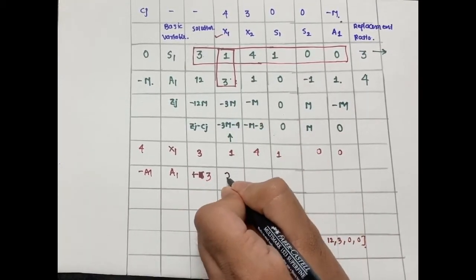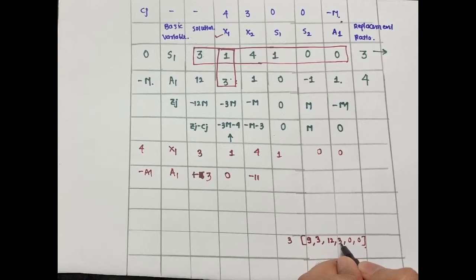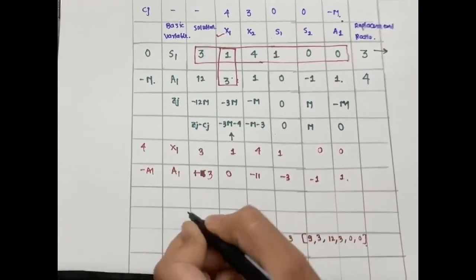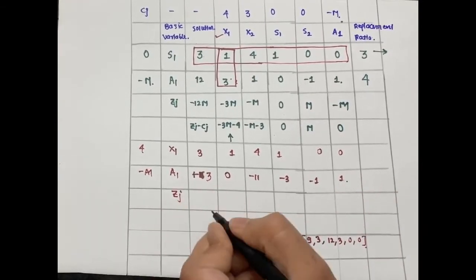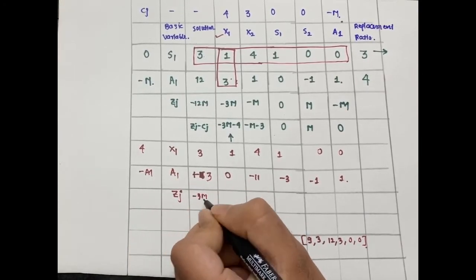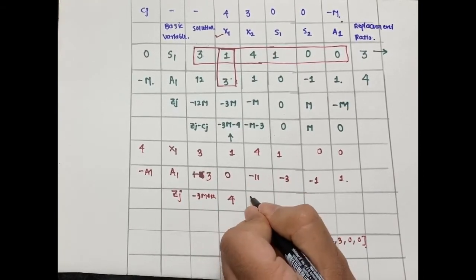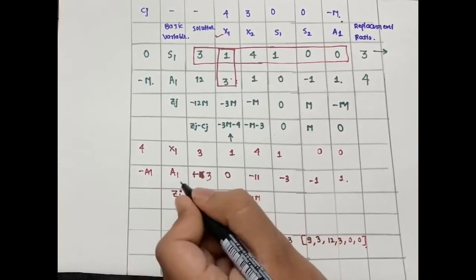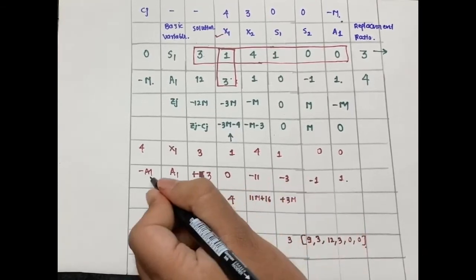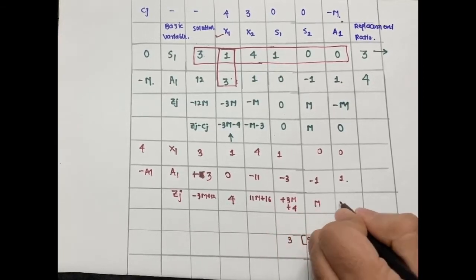3 minus 3 is 0. 1 minus 12 is minus 11. Then 0 minus 3 is minus 3. And these two are minus 1 and 1. If I compute Zj here, what I'll get is that this will be minus 3m plus 12. This is 4. This will be 11m. Yes, minus minus plus 11m plus 16. This will be plus 3m plus 4. This will be plus m, and this will be minus m.